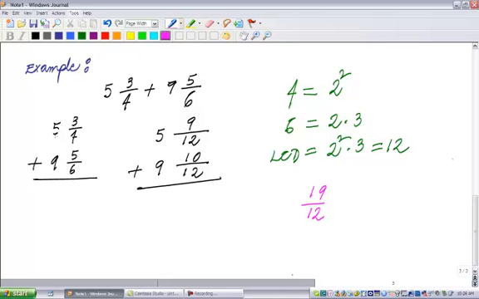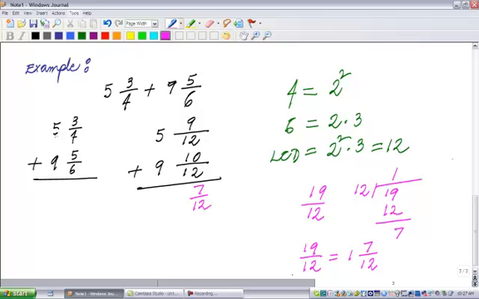19 over 12. But the numerator is bigger, right? What I have to do is write this as a whole number plus a fraction. So I'm going to divide 19 by 12. 12 goes into 19 only once. So 19 minus 12 is 7. That means 19 over 12 is the same as 1 and 7/12, right? So I'm going to write 7/12 here.